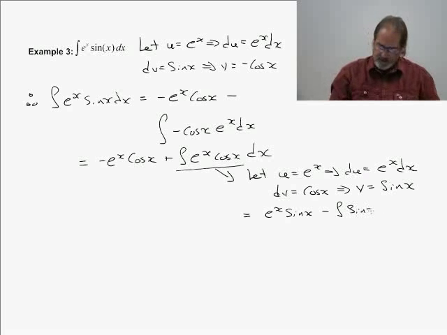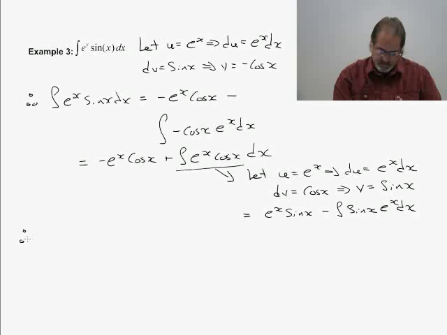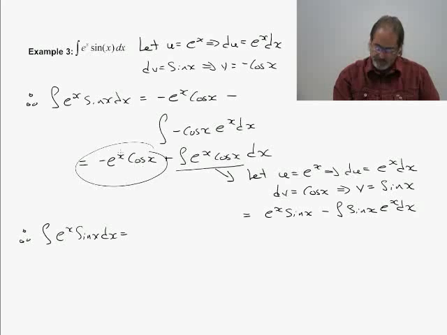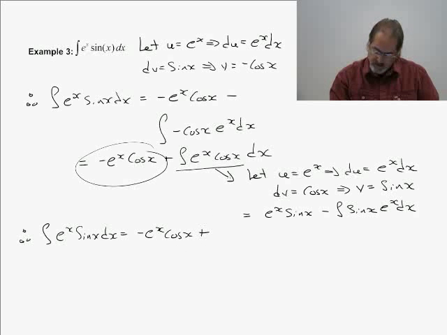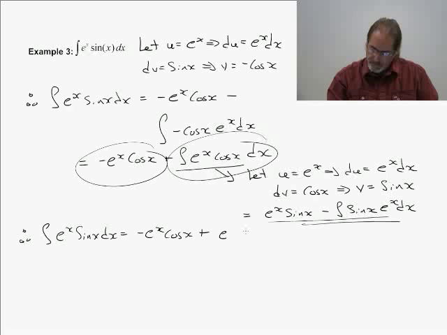So let's put all this together now. What this is telling me is that the integral of e to the x sine x dx is equal to, I have this first piece right here, a negative e to the x cosine of x plus this integral, which is actually right here, that's e to the x sine x minus the integral of e to the x sine x dx.